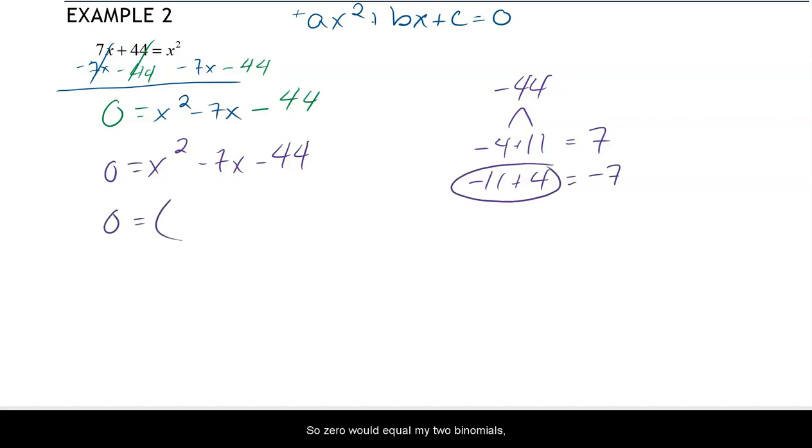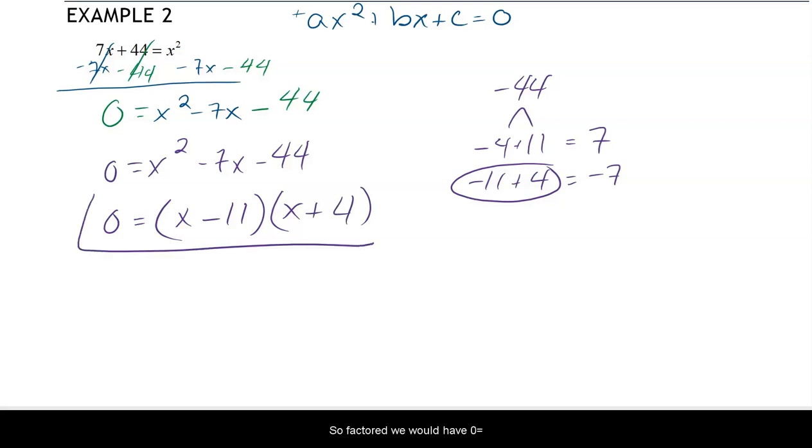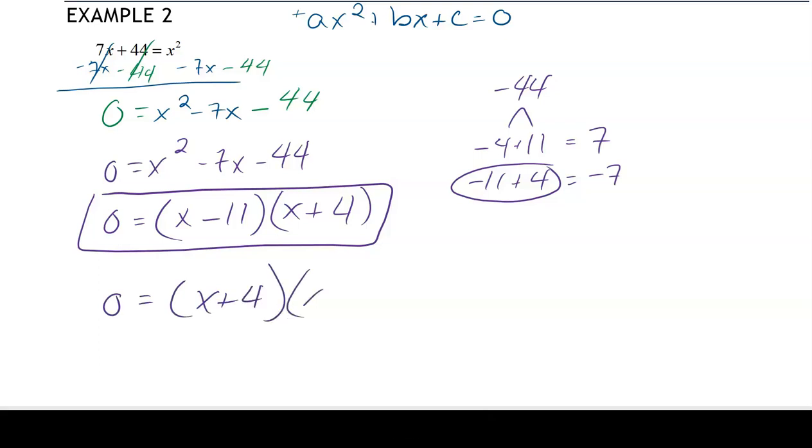So 0 would equal my two binomials. Start with x's, and then minus 11 and plus 4. So factored, we would have 0 equals x minus 11, x plus 4. Now, just as a side note, it doesn't matter which order you write these in. You could also write it as 0 equals x plus 4, x minus 11. Okay, either is fine. Just make sure it's a positive 4 and a minus 11, so that when we do FOIL back, we would get back to our original equation.